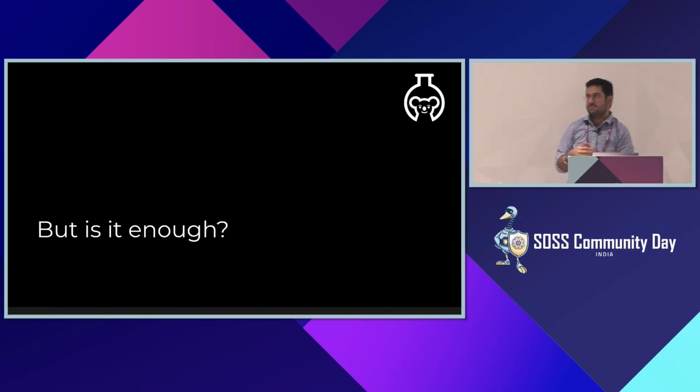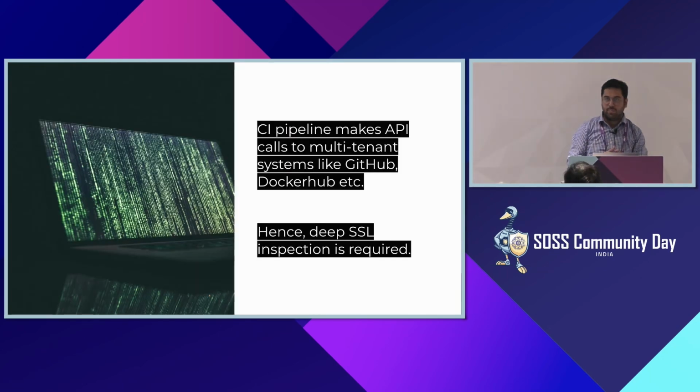Now, the reality is, while we felt this was an interesting way to secure your CI, is it enough? Because there are a lot of open source things hosted on GitHub or Docker Hub, but even an attacker has their own GitHub account. They'll have their own Docker Hub account or a JFrog account. So these CI systems are making API calls to multi-tenant systems like GitHub and Docker Hub. So I think just having domain level inspection will not work. You require some sort of deep SSL inspection to figure out where exactly this traffic is going, and what kind of traffic is outbound.